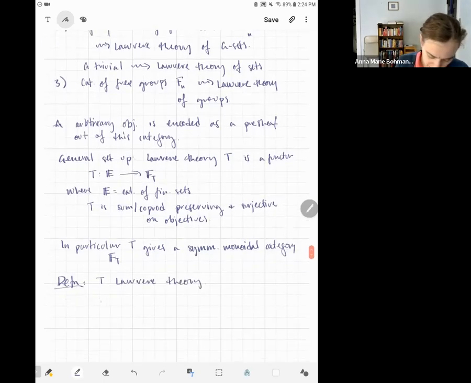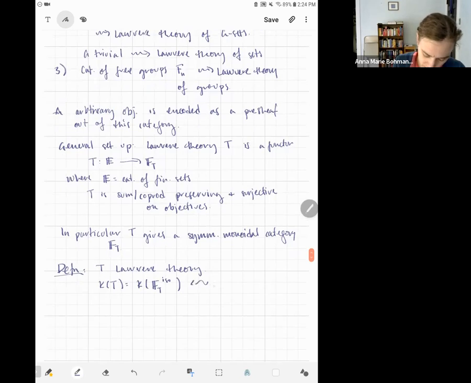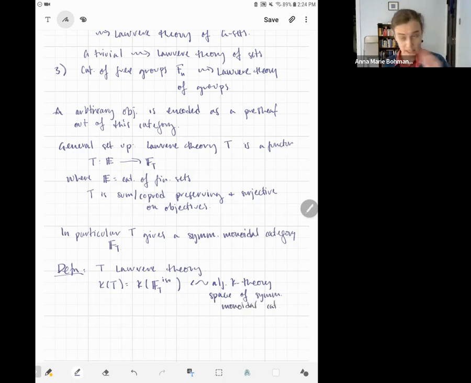Then we'll define the K theory of T to be the K theory of this category FT, the category of free objects with my T structure. I'm going to restrict to the subcategory of isomorphisms, because that's how we usually do K theory. And I'll just take the algebraic K theory space of the symmetric monoidal category. While K theory was originally defined as a thing that you do to rings, the way it comes from that is you take the symmetric monoidal category of modules over your ring, and you can construct K theory that way. There are a couple of different formalisms that work well here.